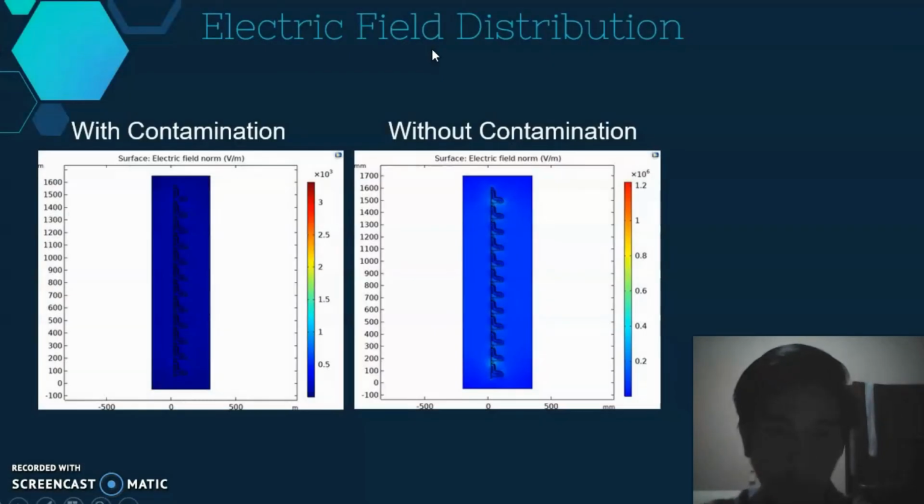So next, this is the electric field distribution. As you can see, the polluted insulator's electric field is also higher than a clean insulator. With the contaminated one, the dark blue area is very much higher than the clean one without contamination.